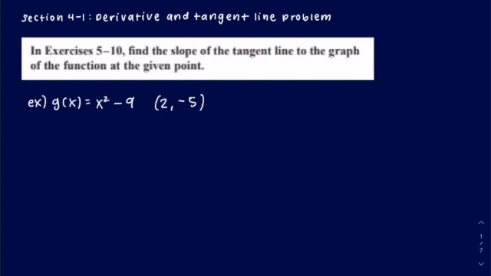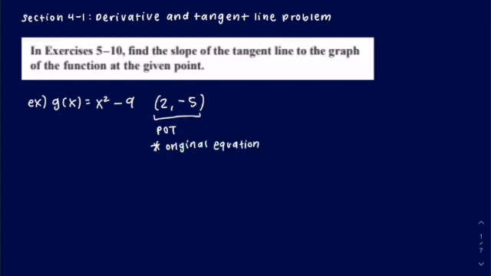So section 4-1 is the derivative and tangent line problem. For this section, there's really only one type of problem that you're going to encounter. I have an example here, and I'm trying to find the slope of the tangent line to the graph of the function at a given point. This is our given point, that is our point of tangency. What a point of tangency is, it sounds super complicated, but it's just a point that you're using to find the tangent equation. So for point of tangency, always use the original equation, not the derivative.